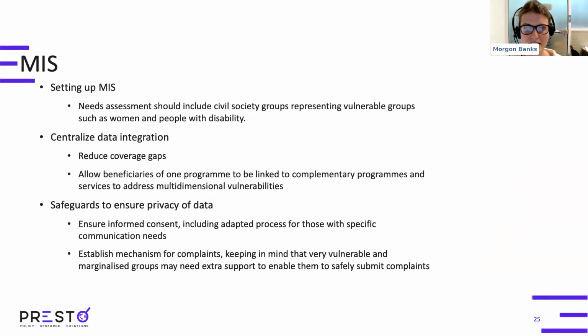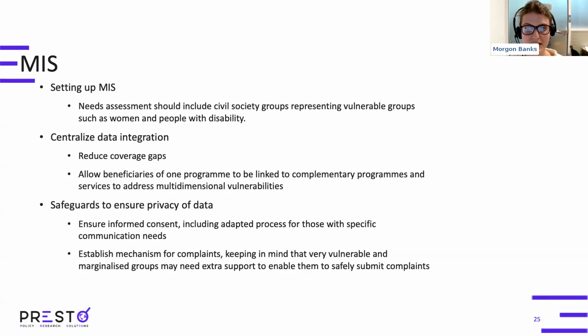There are several key steps that are important for designing an inclusive MIS system. Importantly, in setting up an MIS, it's important to have a needs assessment, which involves meaningful participation of key civil society groups that represent women and people with disabilities, such as organizations of persons with disabilities and women's groups, so that they can design an MIS program that is responsive to the different needs of this group.